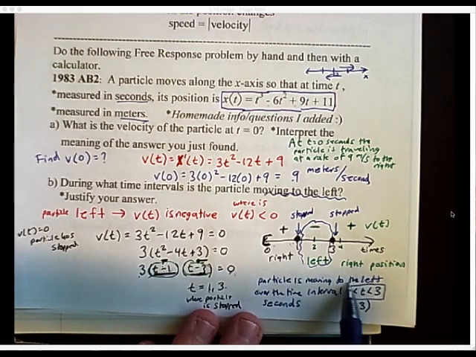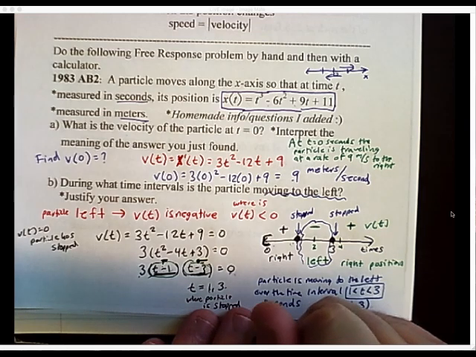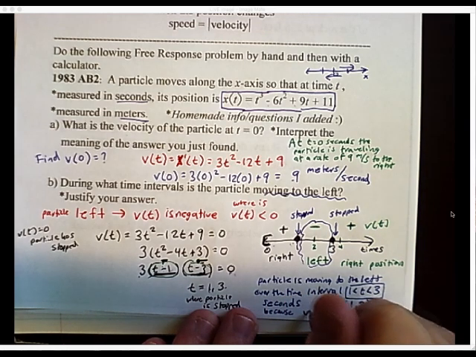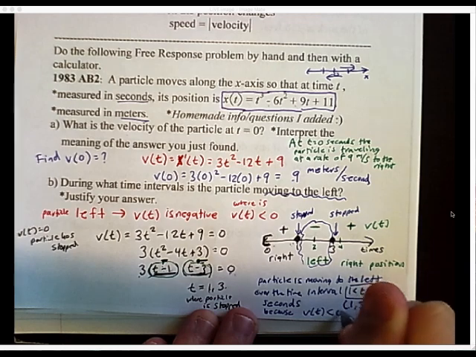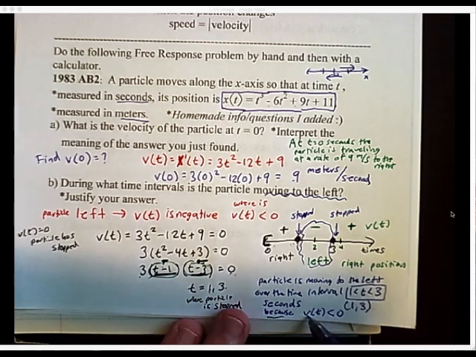So the particle is moving to the left over the time interval between 1 and 3 seconds, and we have to give a reason. Because the velocity is negative. And you can write it like that. And this is enough justification for the reader.